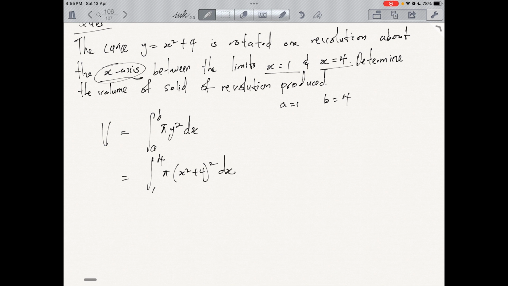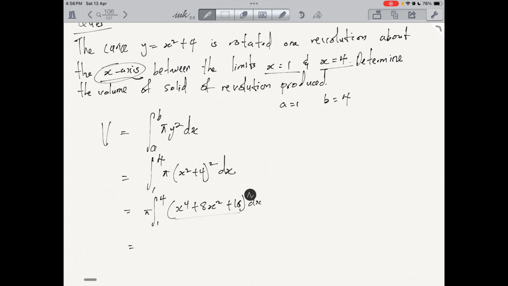Now let's simplify further. So this will be the integral from 1 to 4. Remember that pi is a constant which can be brought outside the integral sign. So we'll have x raised to the power 4 plus 8x squared plus 16 dx, after opening the brackets. So we can now integrate this expression.